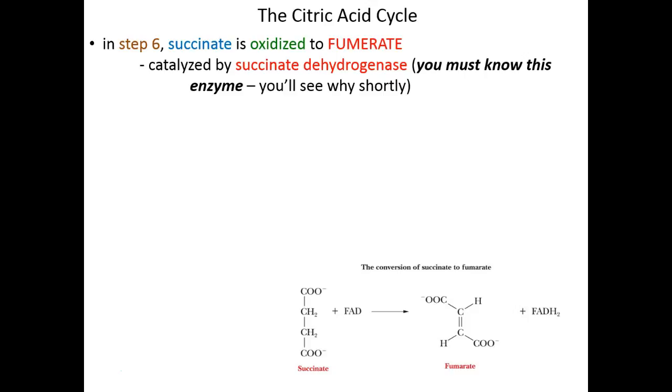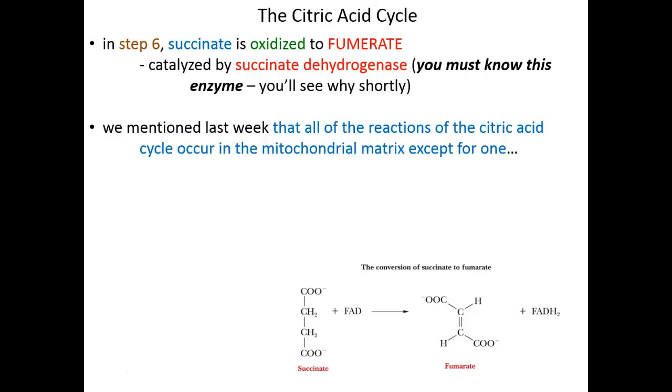The enzyme that catalyzes step 6 is the only enzyme of the citric acid cycle that you must know by name. Remember, I told you that we're just essentially after the reaction types of all of the other reactions, and step 6 is catalyzed by succinate dehydrogenase. You'll see why in just a moment, why I want you to know this enzyme. It is the most distinct and arguably the most important enzyme of the citric acid cycle.